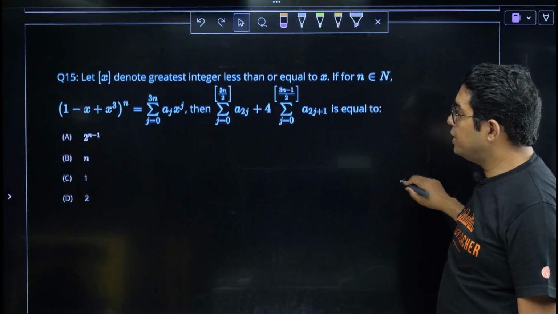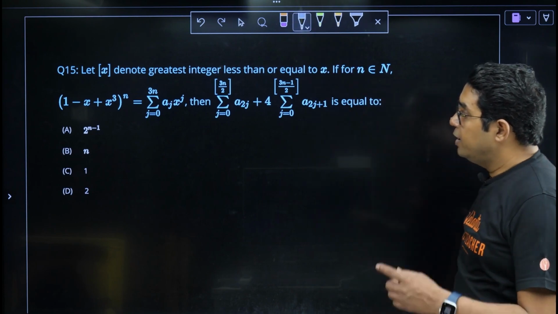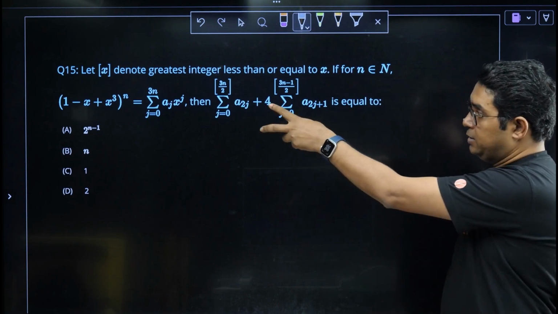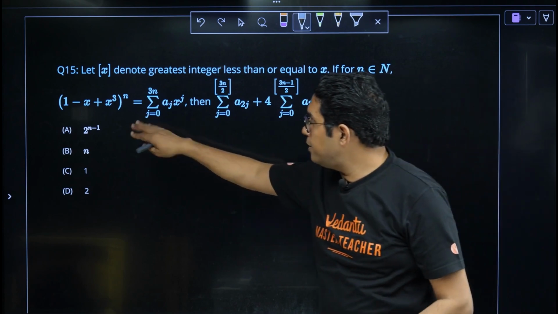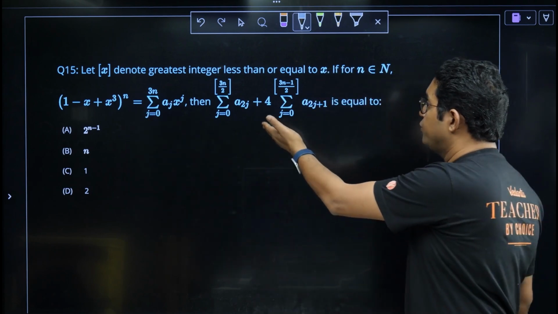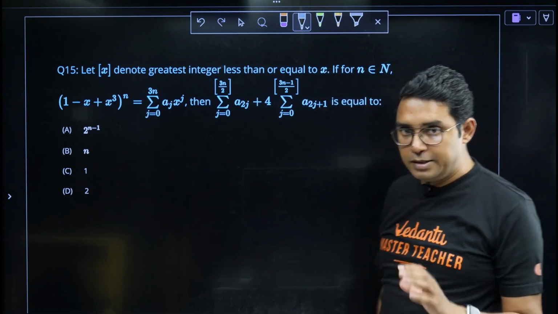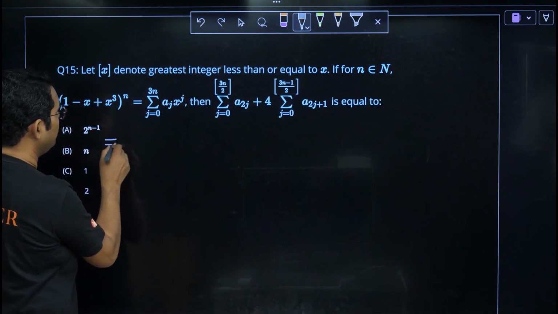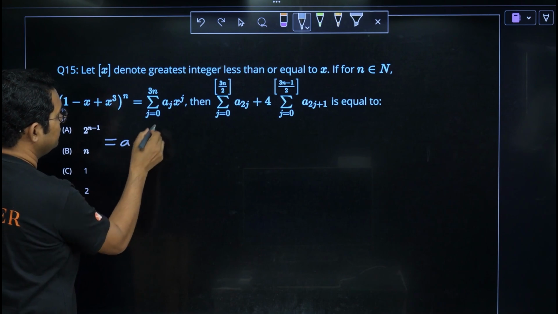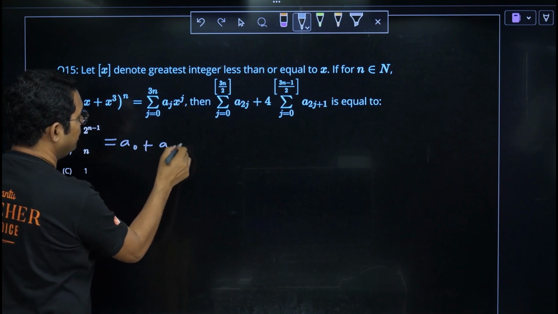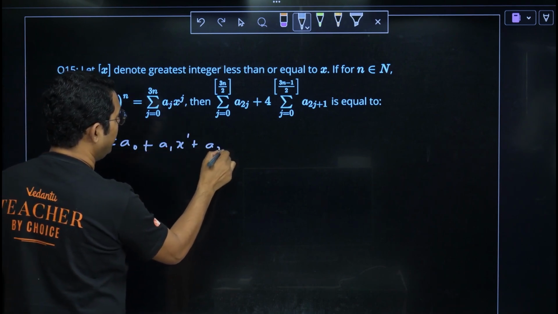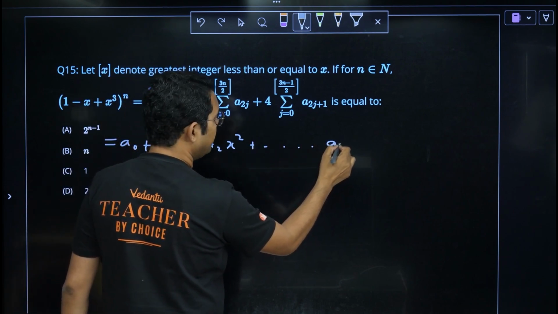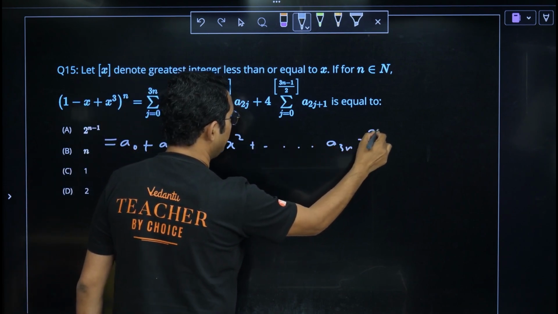Coming to the next question, that is 15. Here we are given that this denotes the greatest integer less than or equal to x. If for n belonging to N, this trinomial power n is equal to this thing, then we have to find this plus this. Now please see what is going on here. If I open it, my terms would be a0 plus a1 x power 1, a2 x power 2, and so on, and this will go till a3n x raised to the power 3n.